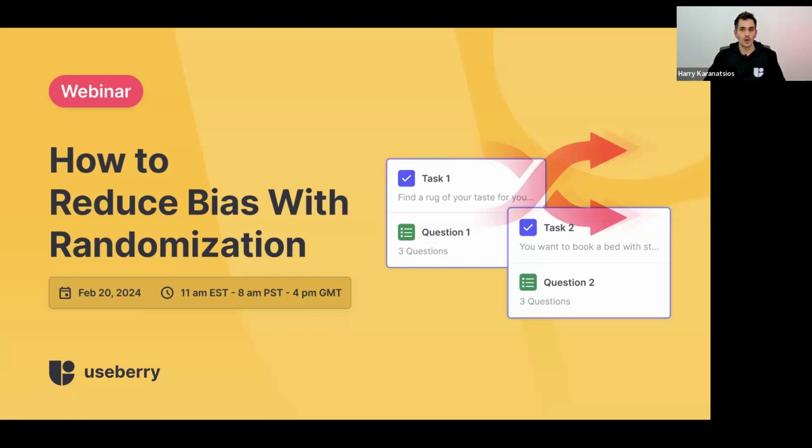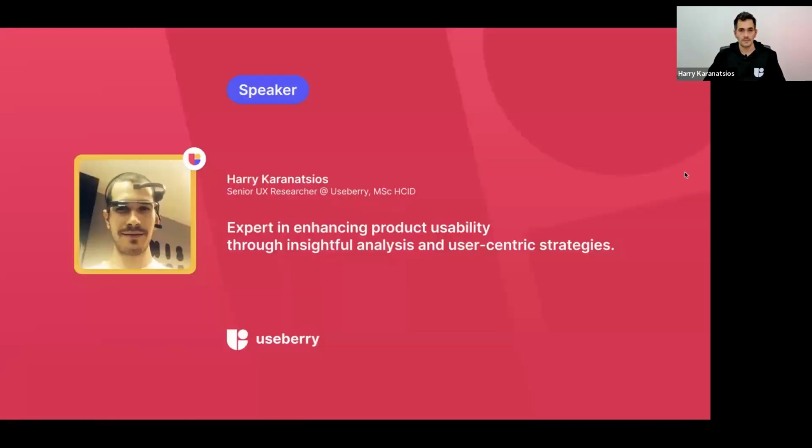Today, we will explore a topic that's really important to UX professionals, reducing biases with our newly launched feature, Randomization. I'm Harry, Senior UX Researcher here at Useberry, and I will be your guide for today. Before we start, let's take a closer look into today's agenda.